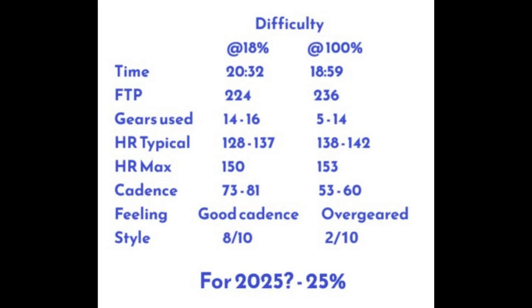Feeling. Well, the impression for me was it was a good cadence on the easy setting, and I was way too overgeared on the second attempt. But it worked. I got up there a minute and a half faster. It wouldn't have worked if I'd been outdoors on a hot sunny day, or if it had been a much longer climb. Style marks. 8 out of 10 for the man on the left, 2 out of 10 for the man on the right. So for 2025, I'm going to try 25% resistance, and I am going to test 100% or maximum resistance at the radio tower in the coming weeks.